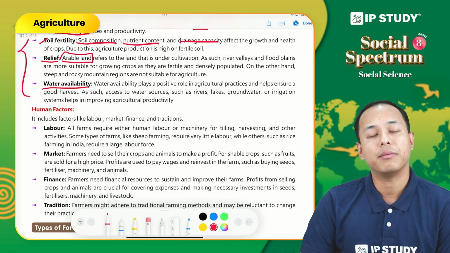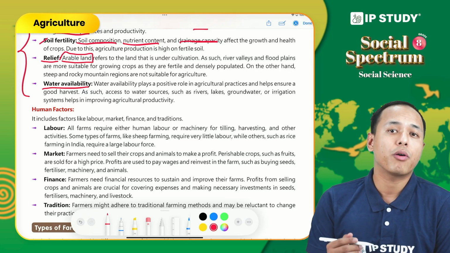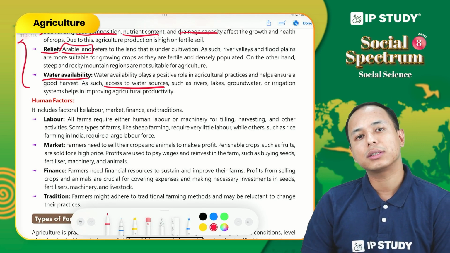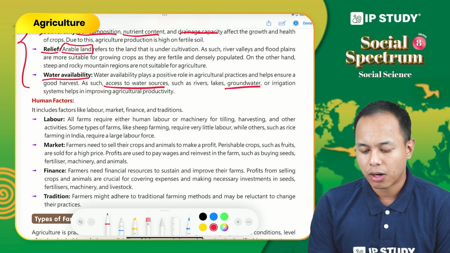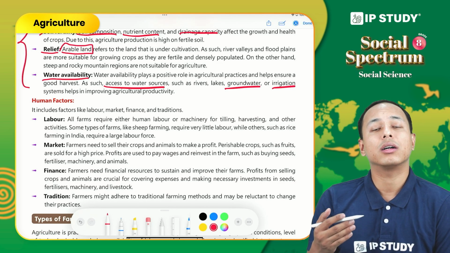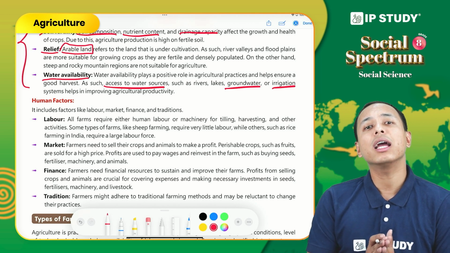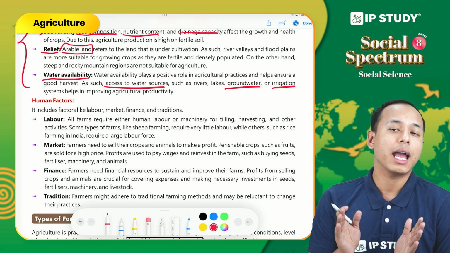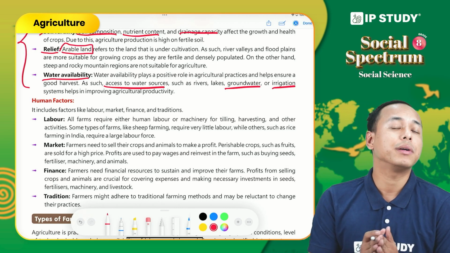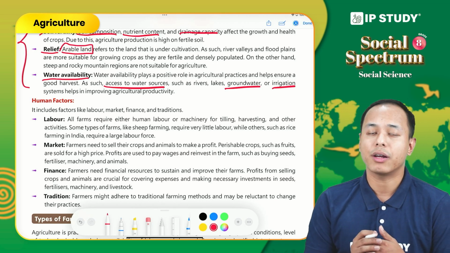Lastly, water availability. We know water is very much important for agriculture. As such, access to water sources such as rivers, lakes, groundwater, irrigation and all the other sources of water actually helps in flourishing the agriculture. As a result, agriculture varies from place to place depending upon the sources of water availability.